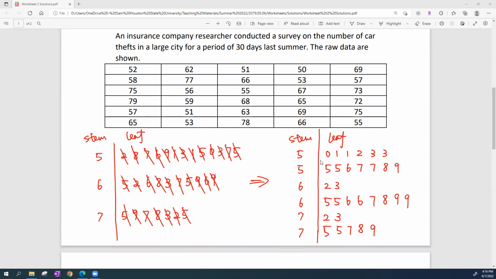We can reorder it, and then 0 to 4 put in the low, and 5 to 9 put the high, and then also in proper order. So this is the final version of the stem and leaf plot. And then we can say the distribution for this data set is pretty symmetric.